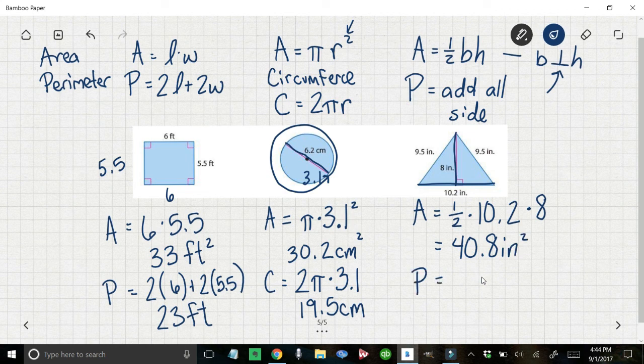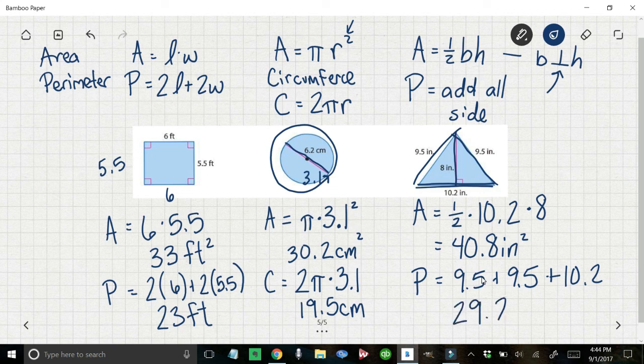And then perimeter, when I add up 9.5 plus 9.5 plus 10.2, when I add up the actual sides of that triangle, you don't need to add in that 8 for the height. When I add up those numbers, that's 29.2 inches.